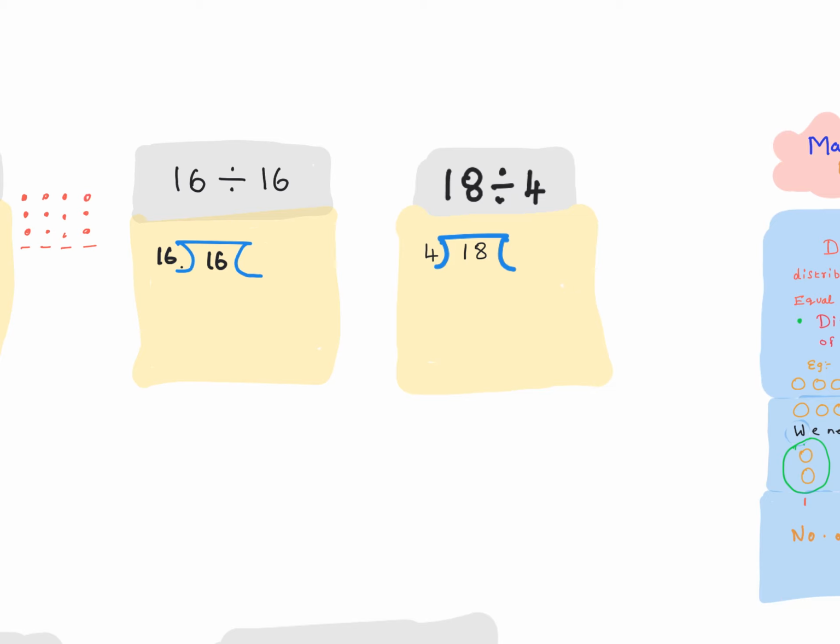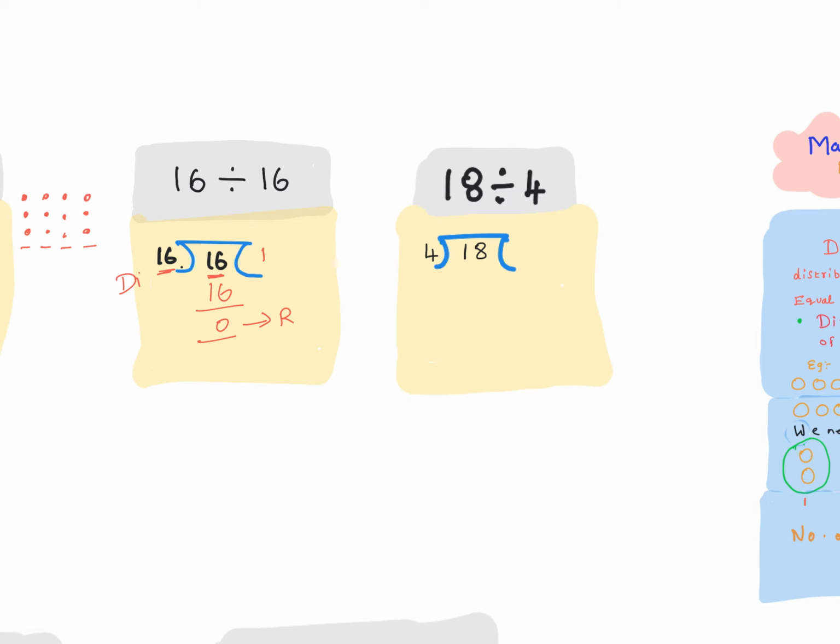In the next sum, 16 divided by 16 is given here. So here 16 is called the dividend, and this is called the divisor. So the 16 times table, how many times? 16 ones are 16. 16 minus 16 is 0. This is called the remainder.